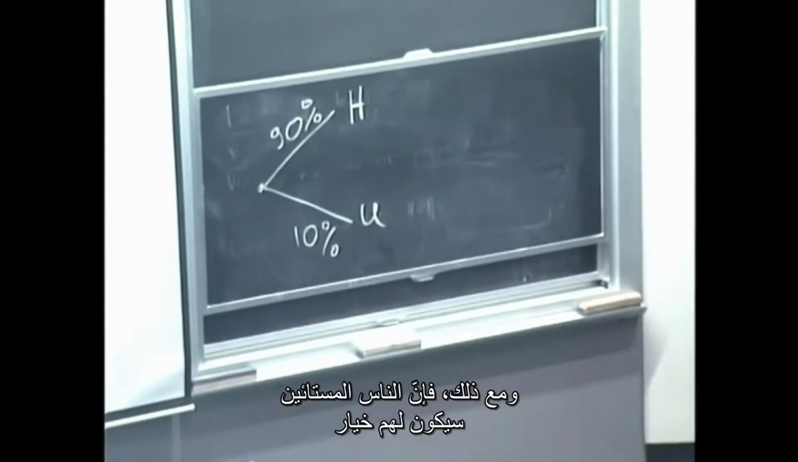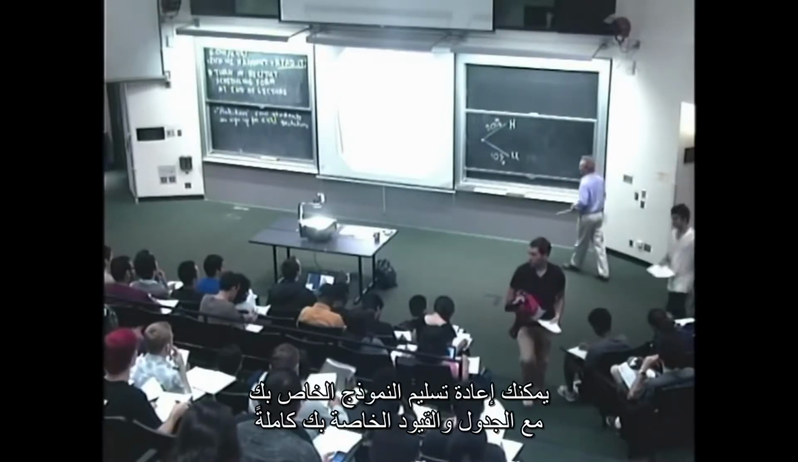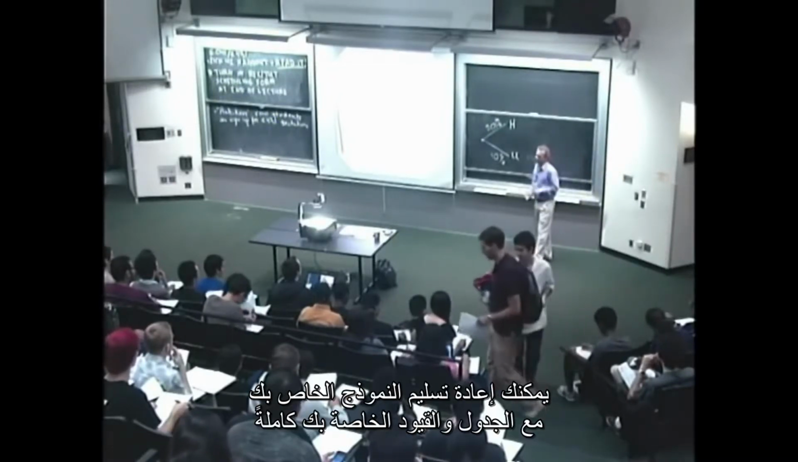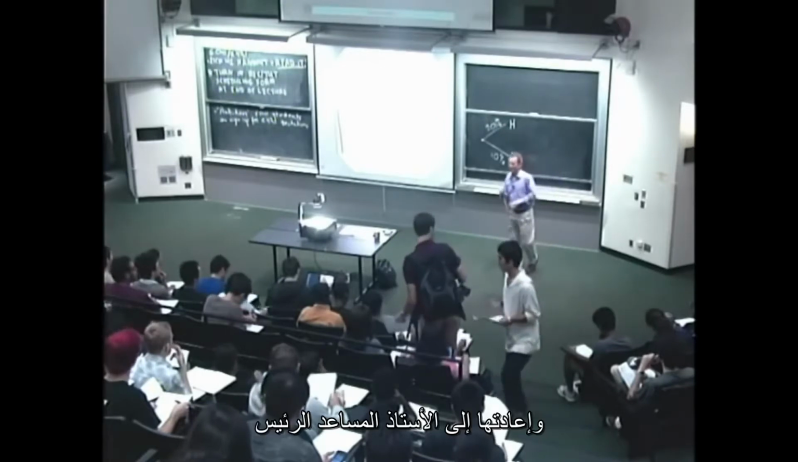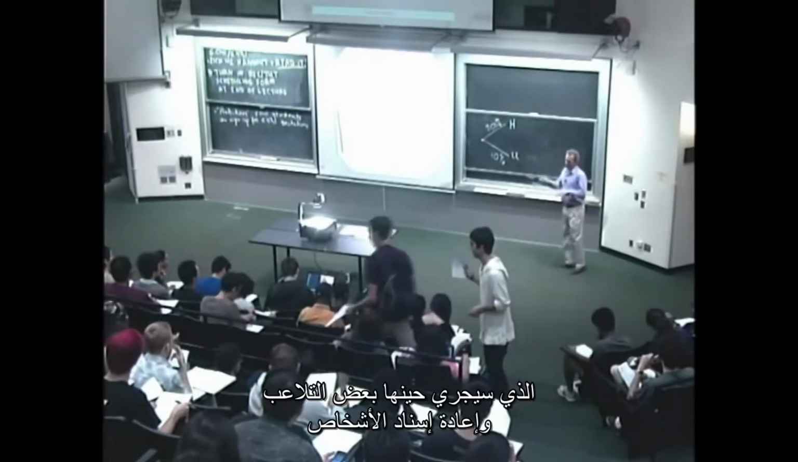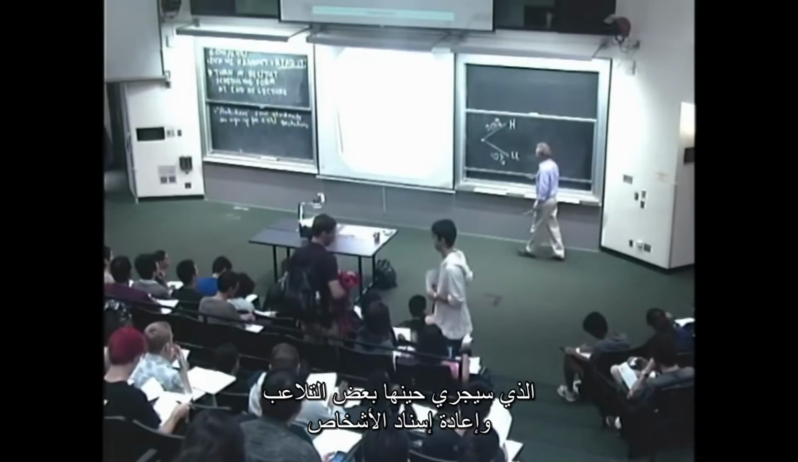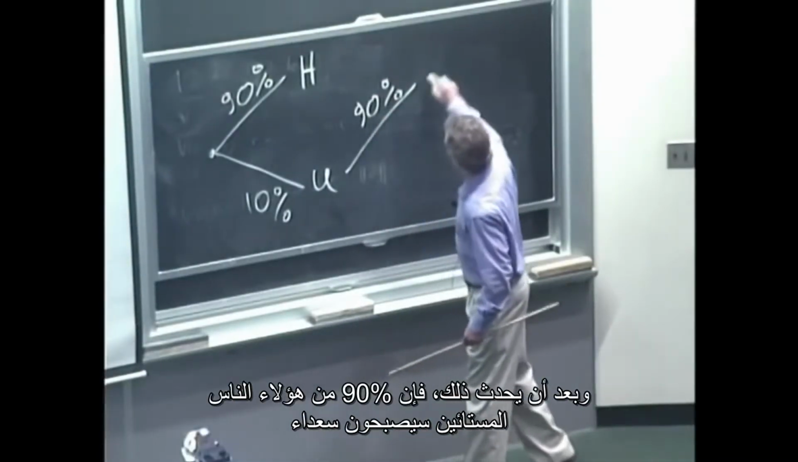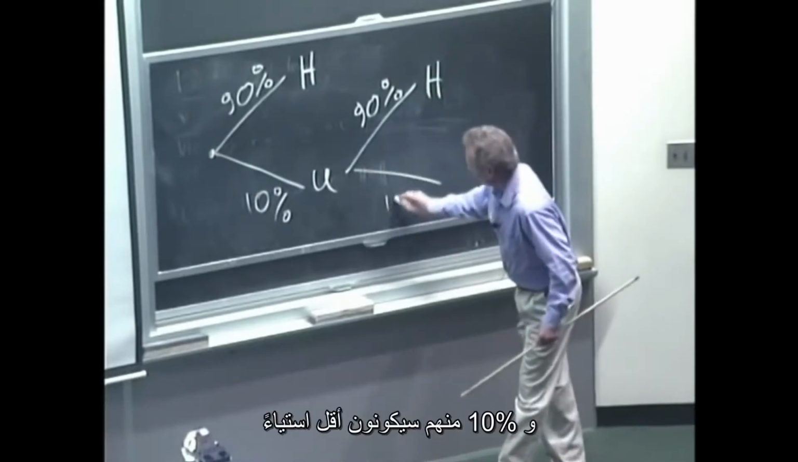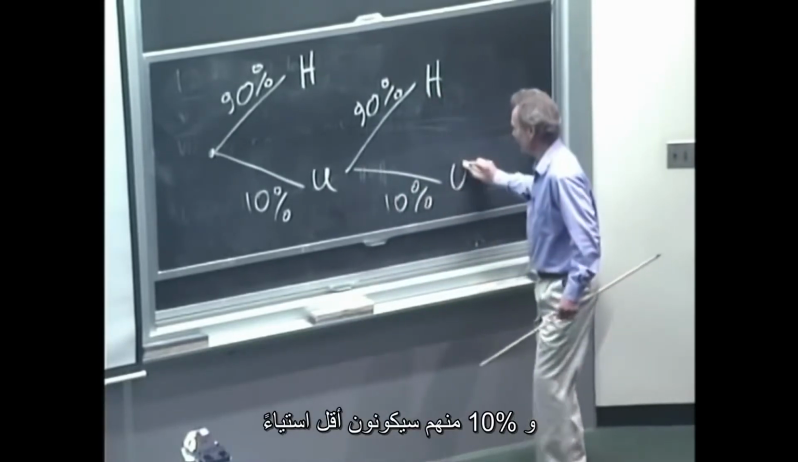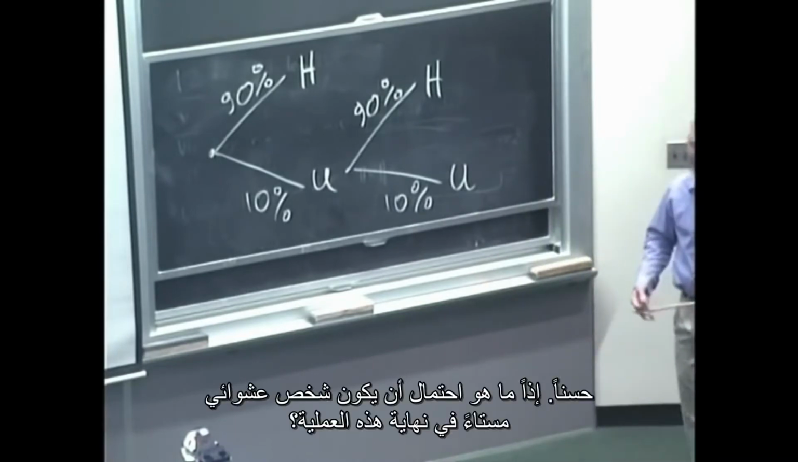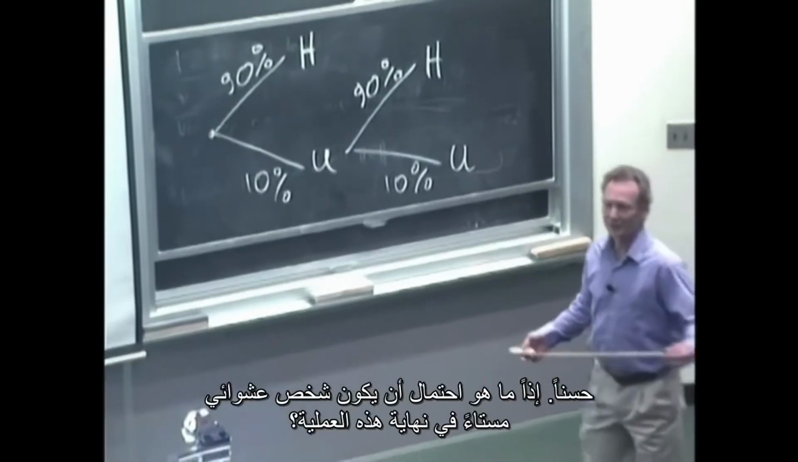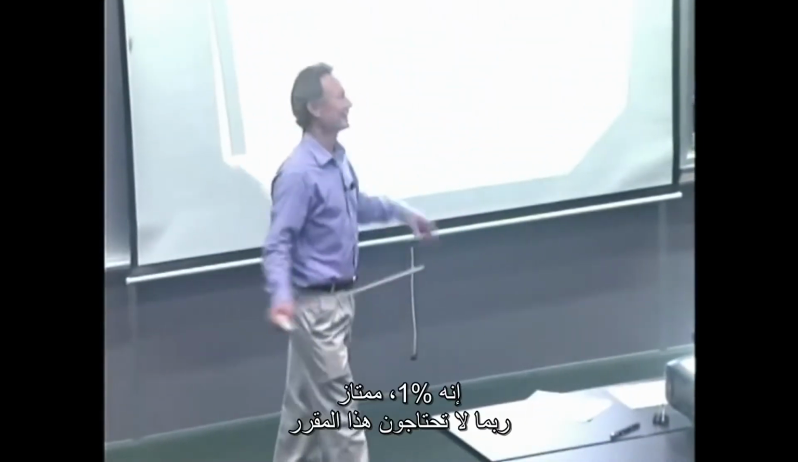Now, unhappy people have an option, though. You can resubmit your form together with your full schedule and constraints, give it back to the head TA, who will then do some further juggling and reassign people. And after that happens, 90% of those unhappy people will become happy, and 10% of them will be left unhappy. Okay, so what's the probability that a random person is going to be unhappy at the end of this process? It's 1%. Excellent. Well, maybe you don't need this class.